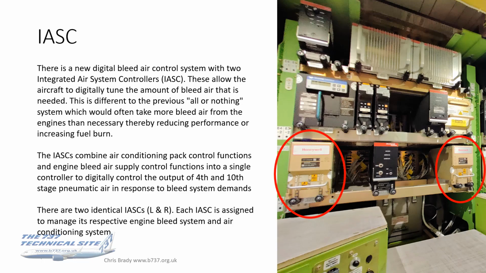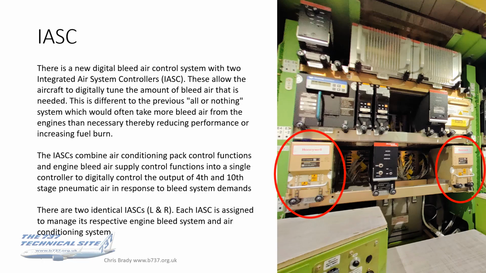So if the aircraft was taking engine bleed air, it was taking it all. It was a binary selection. It was either on or off. But this will actually modulate and take just the amount that it needs, and that means that very often it's taking less bleed air than it would have done on an NG. And taking less bleed air means that we've got more engine performance and/or better fuel burn. So it makes the aircraft run much more lean.